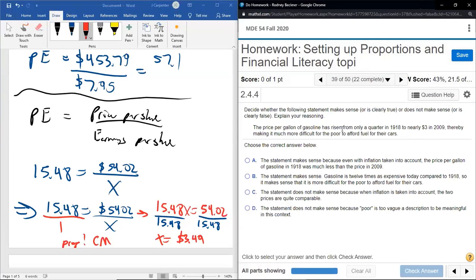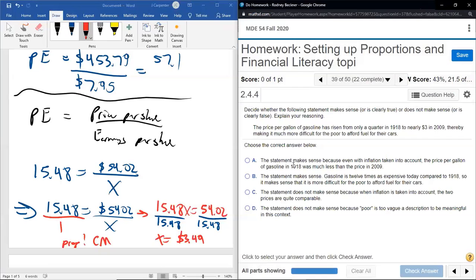Does it make sense or not? Now you might say, well, poor people do have a hard time putting fuel in their cars. Poor people might not even have a car. But you're trying to stretch the argument to something that's not here. They're just talking about the price of something one year versus another year.